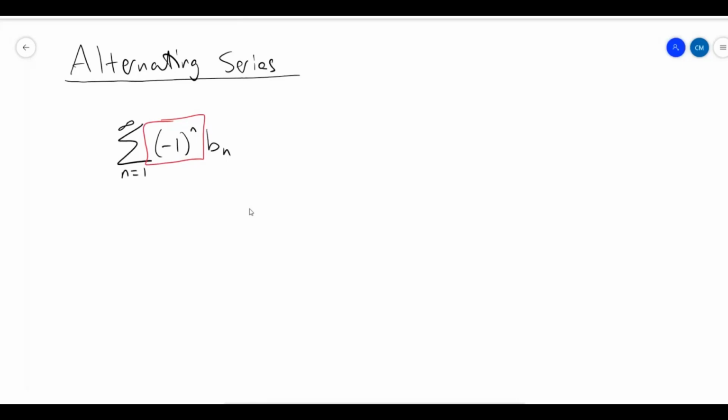Provided, of course, that b_n has to be positive by itself. In fact, you can see that on the worksheet. It says b_n has to be strictly positive for this to work. Because if b_n had any negative terms, then that would cancel some of the negatives there, and then it couldn't be considered alternating. So the b_n itself has to be positive.